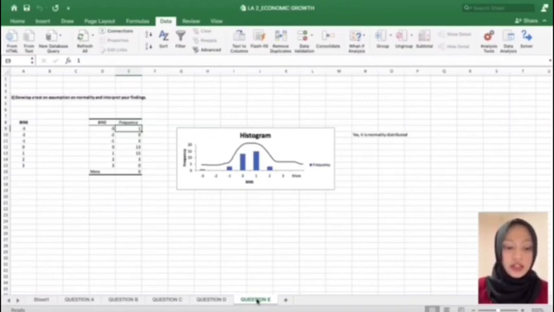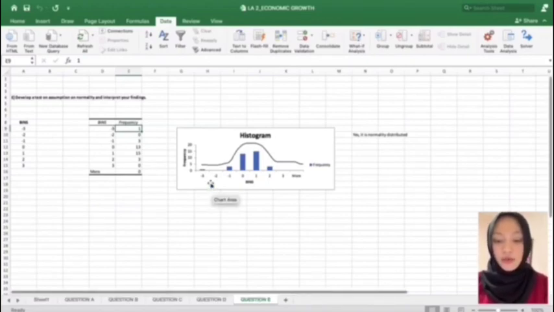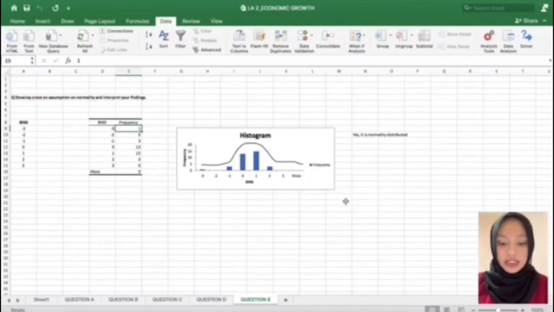Develop a test on the assumption of normality and interpret your findings. So I use the histogram graph. As you can see, this is normally distributed by seeing the graph.